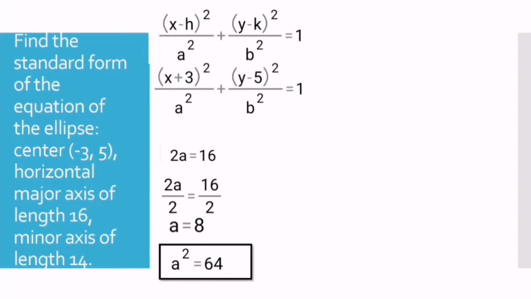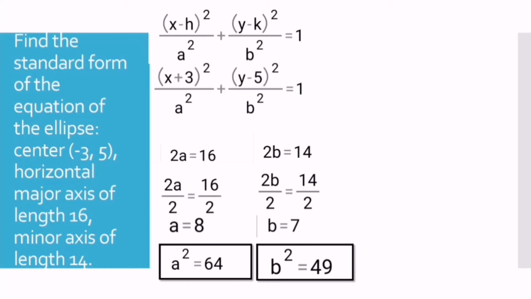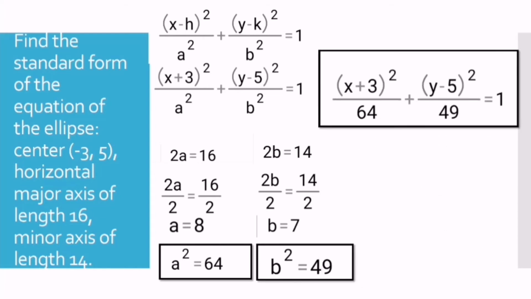At next, ang minor axis natin ay 14. So, ito yung 2b natin. 2b equals 14, divide both sides by 2. And then, b is 7. So, ang need natin ay b square. So, we need to square it. So, ang sagot ay 49. Next, we need to substitute it. So, the answer is x plus 3 squared over 64 plus y minus 5 squared over 49 equals 1. That's the standard form of the equation.